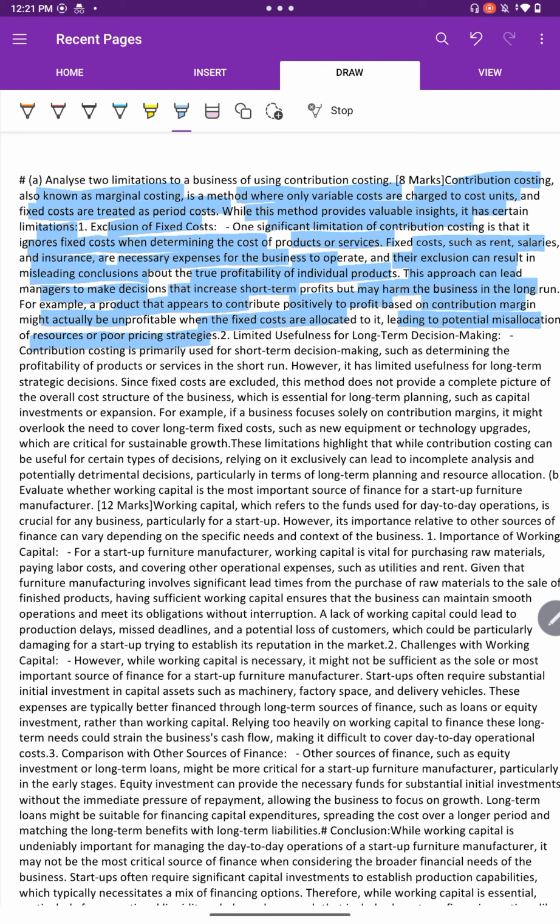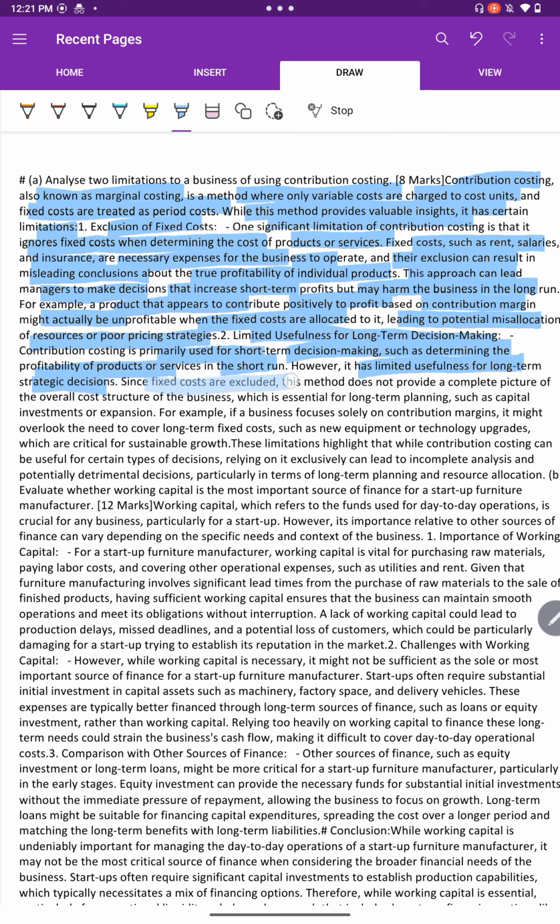Number two limitation is limited usefulness for long-term decision making. Contribution costing is primarily used for short-term decision making, such as determining the profitability of products or services in the short run. However, it has limited usefulness for long-term strategic decisions.